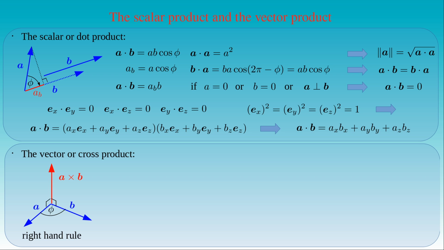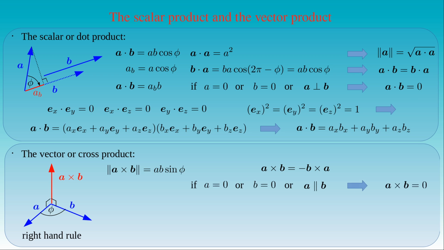The length of the vector product of A and B is defined as the length of A times the length of B times sine phi. It follows from the definition, applying the right-hand rule, that the cross product is anti-commutative, that is, A cross B is equal to minus B cross A. It also follows from the definition that if the length of A or the length of B vanishes, or the vectors A and B are parallel, then their cross product vanishes.